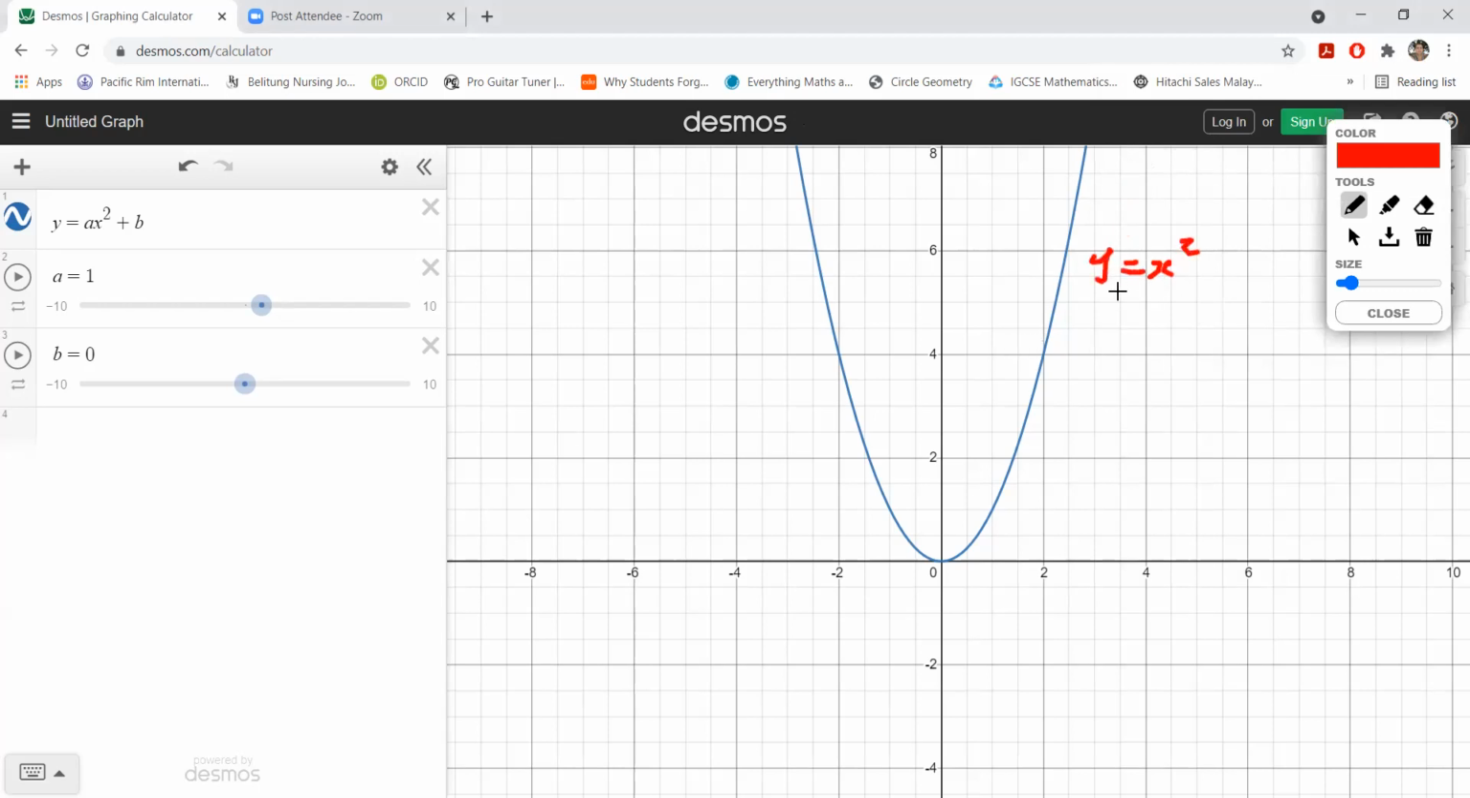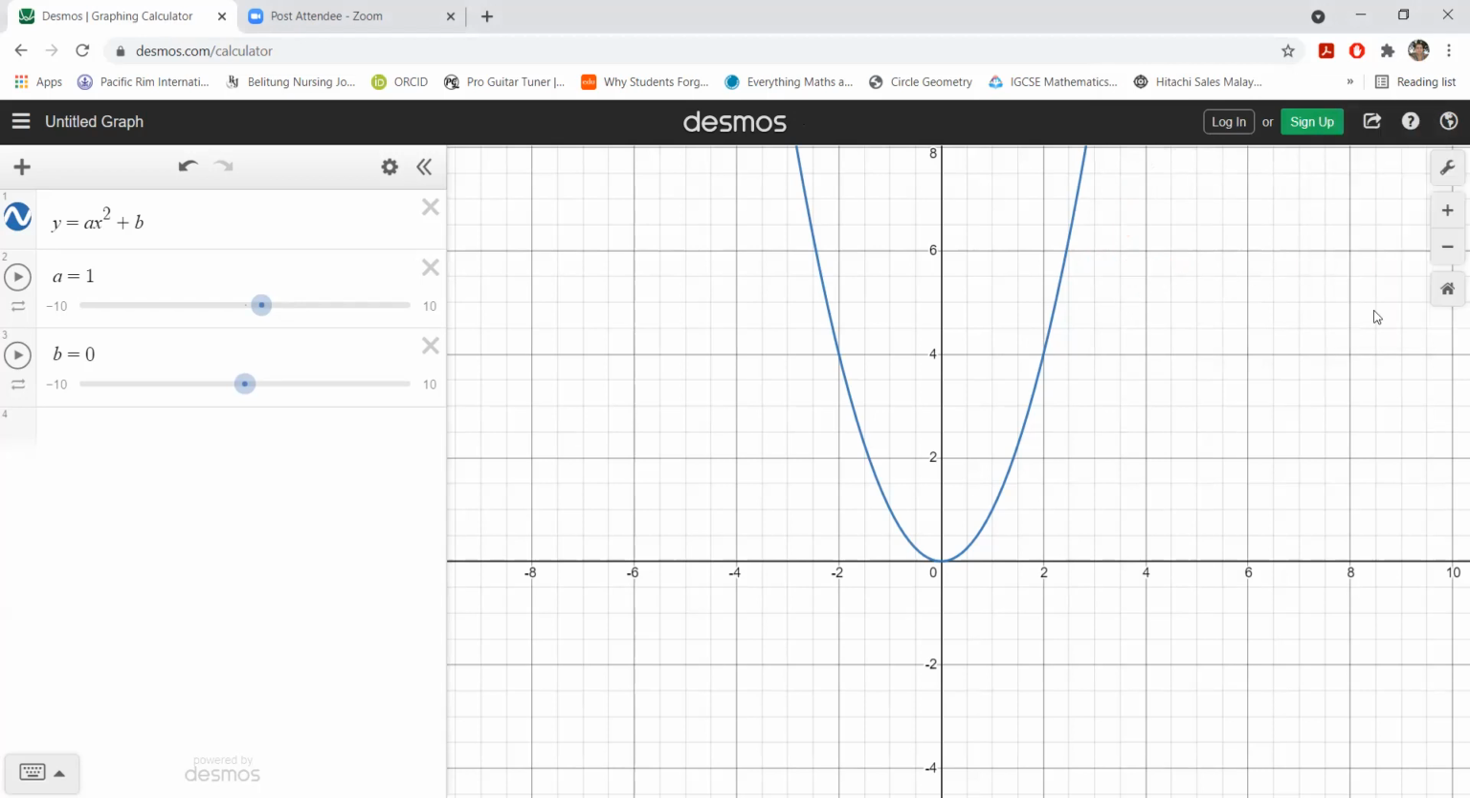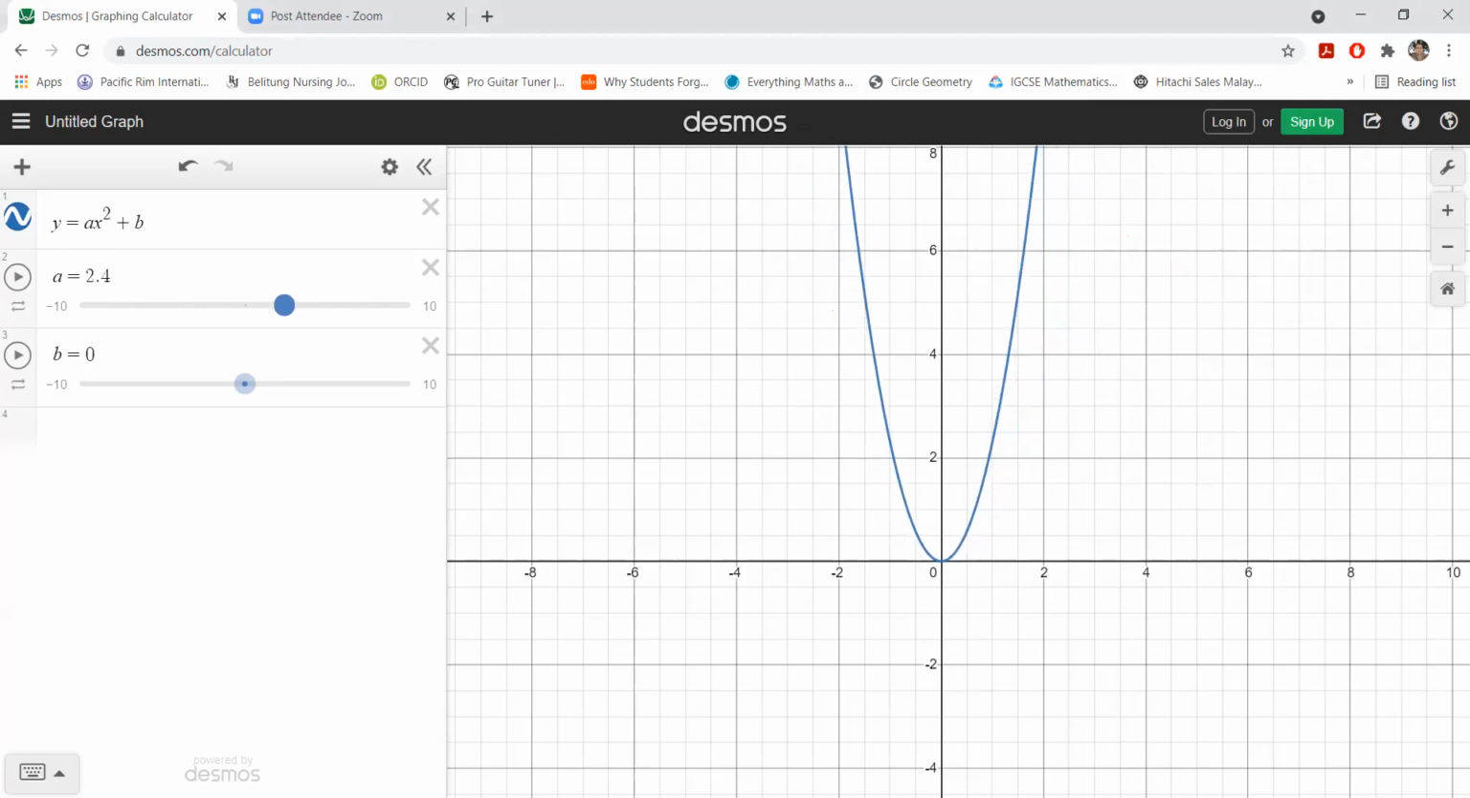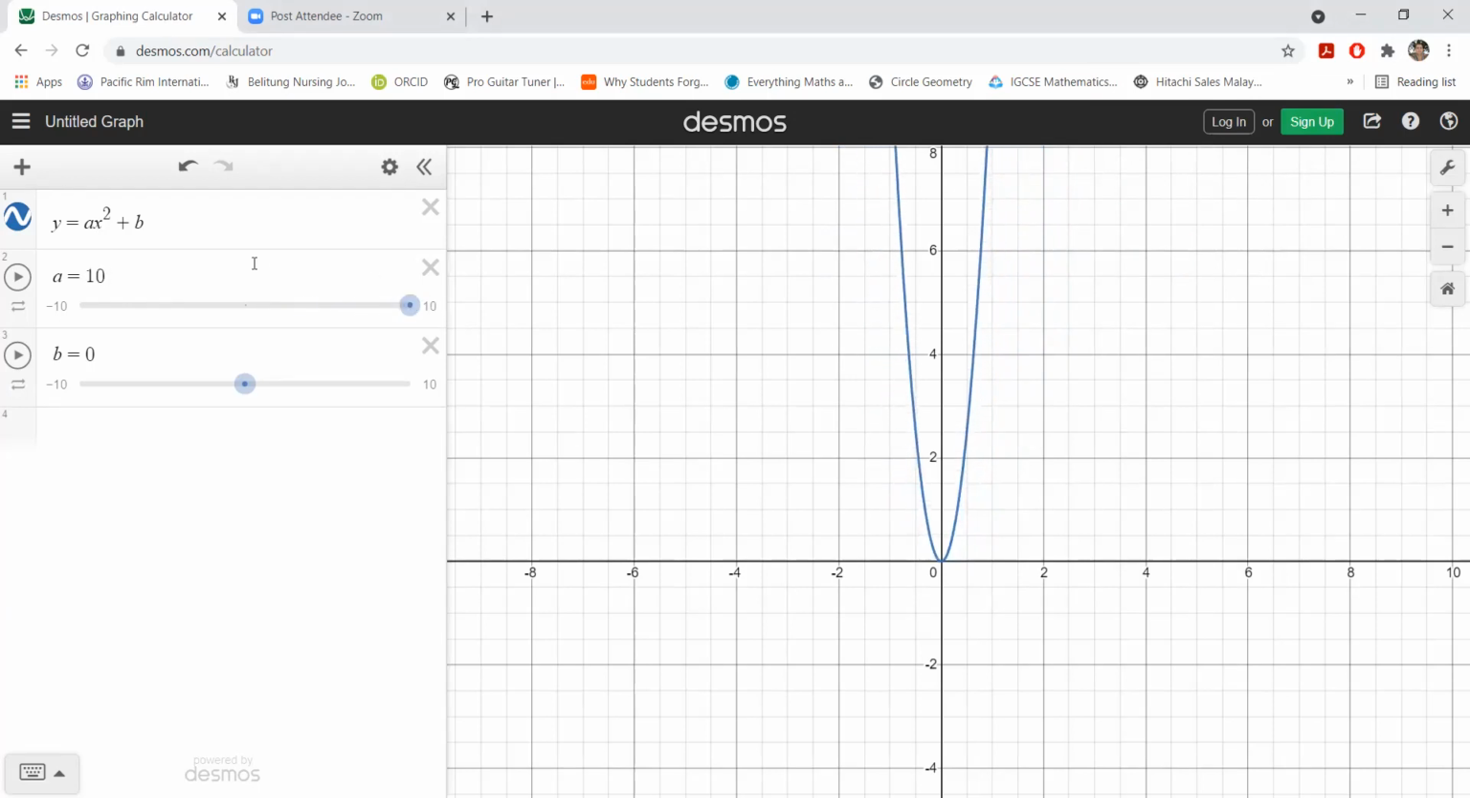So this is the graph y equals x squared, which you looked at the other day, I think yesterday. So remember, when we change the value of a, the shape of this graph is going to change. So a is 1 now. What if we made a larger? Can you see how the graph is getting narrower? So as that number increases, say to 10, this is the graph y equals 10x squared. So it's very narrow.